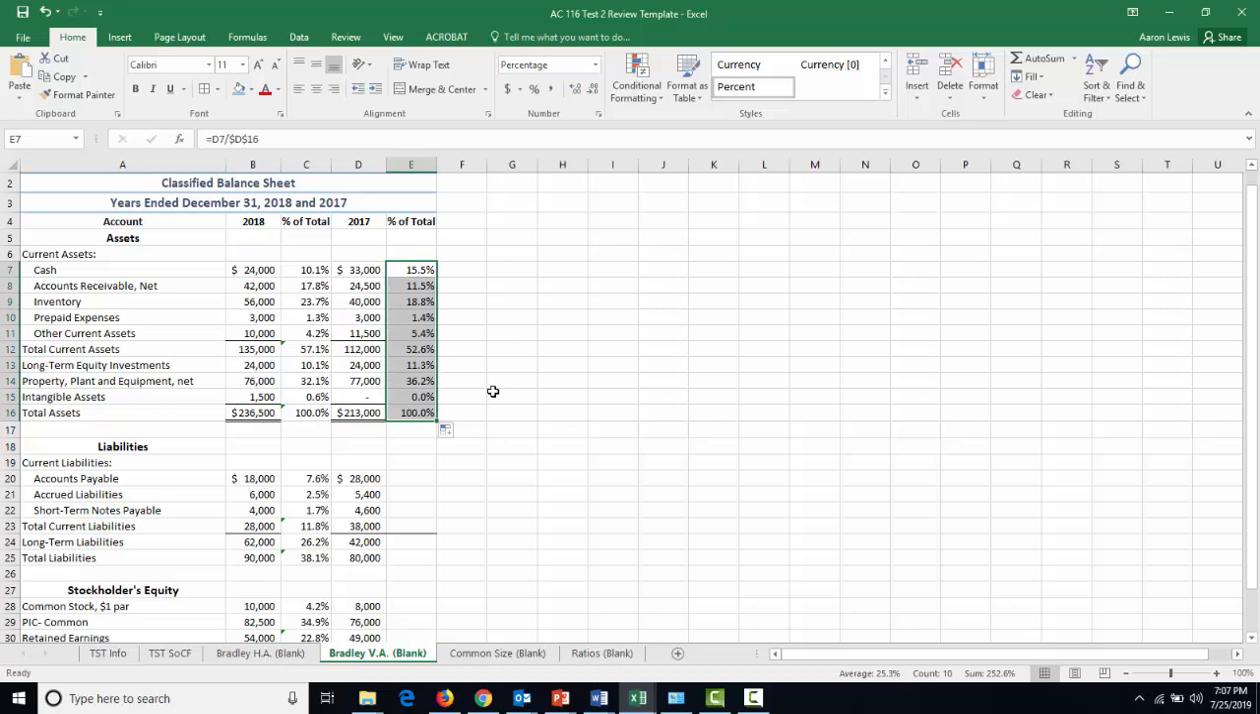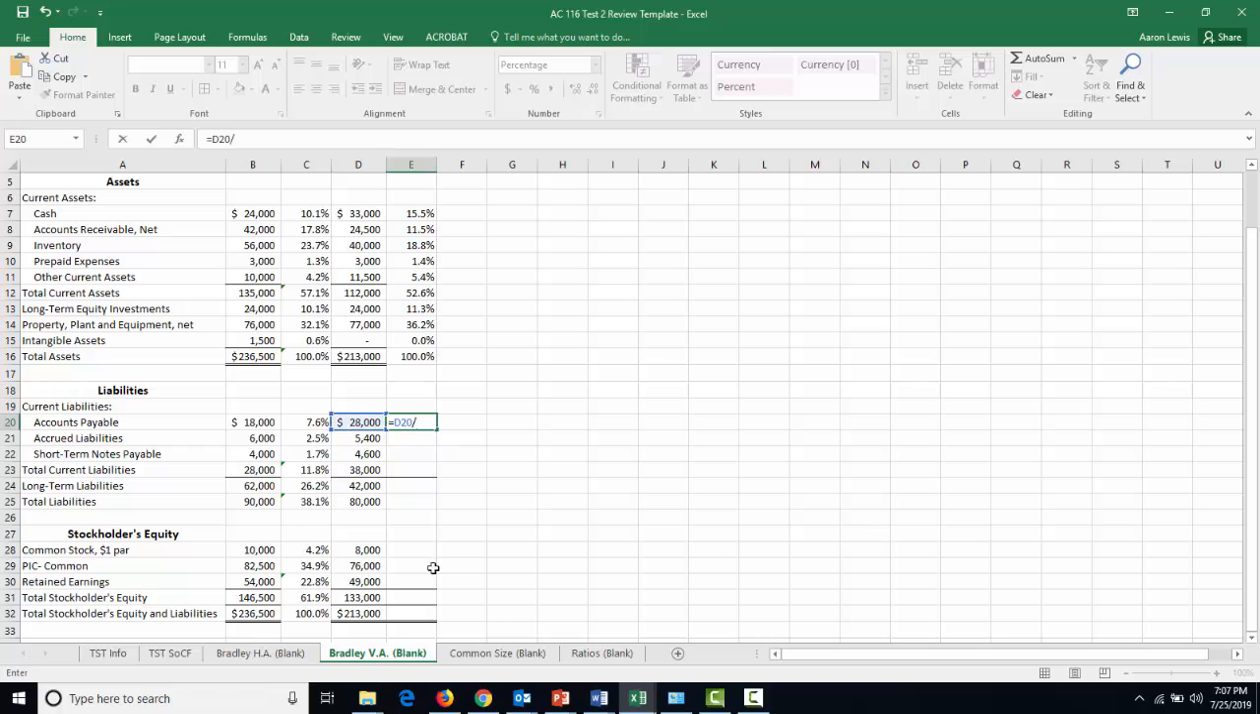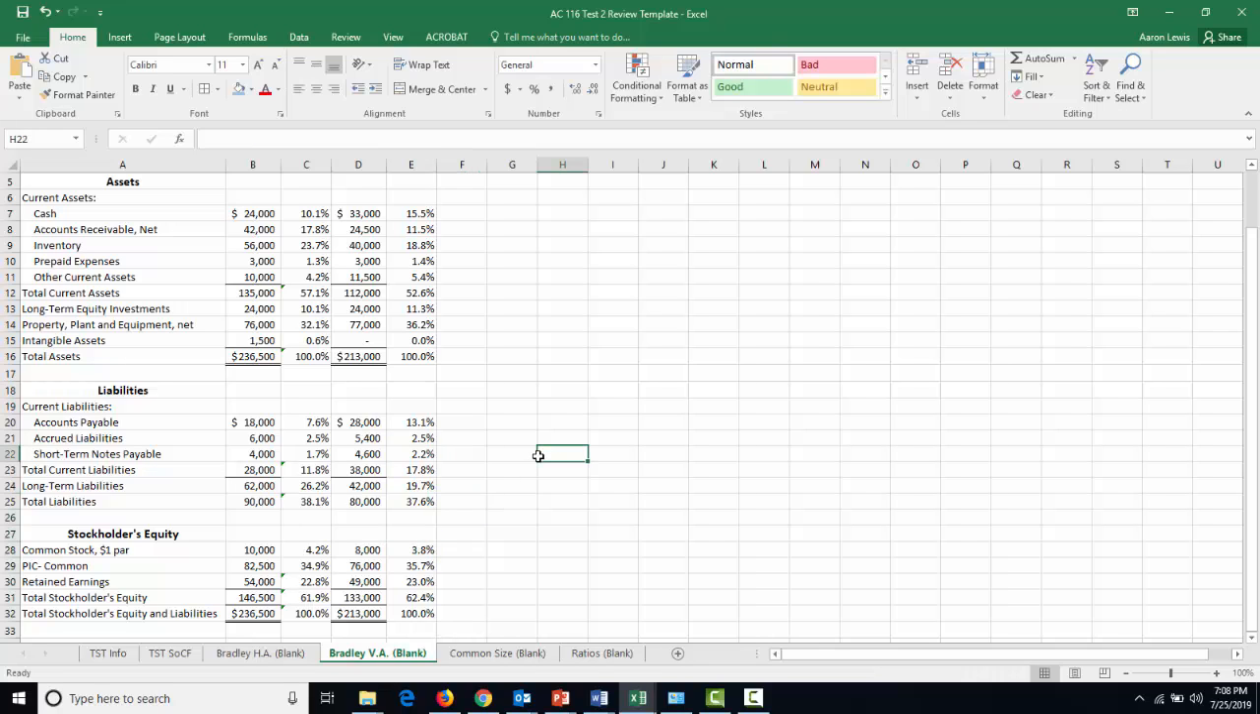And we're going to come up with the following numbers. Let's do the same thing real fast for our liability and equity section. Equals accounts payable divided by our balance number for that year of 2017, or 213,000, excuse me. We hit F4 to make that absolute. And we come up with 13.1%. Let's fill handle that. And then let's delete these two numbers we don't need. Now we have something to compare to.